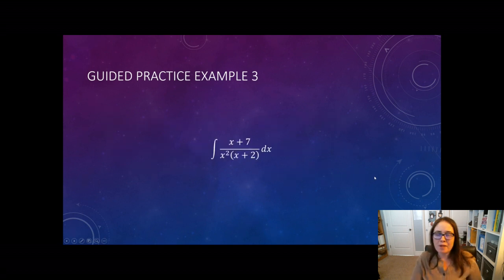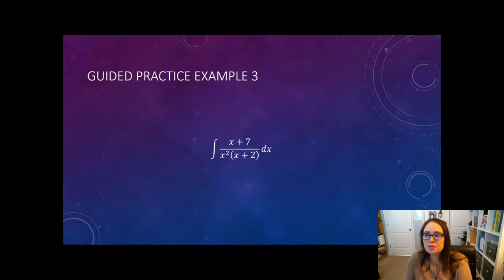Okay, so the only example we haven't done is one with a repeated factor. So here's an example to try on your own. Use the guided notes to take you step by step through the solution and see how it goes.